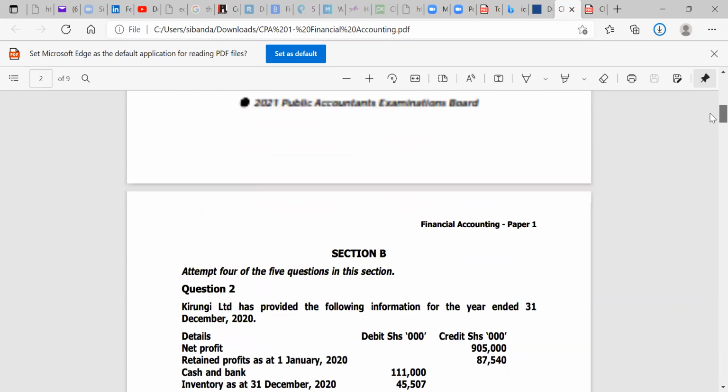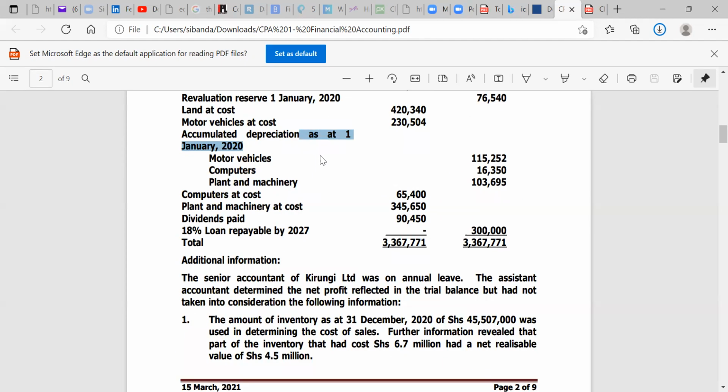Remember, these books that we are looking at are for the period ended 31st December 2020. So they are basically telling you that at the start of the year, this is the accumulated depreciation that you're starting with. 115,252, computers 16,350, plant and machinery 103,695. So this is the accumulated depreciation.